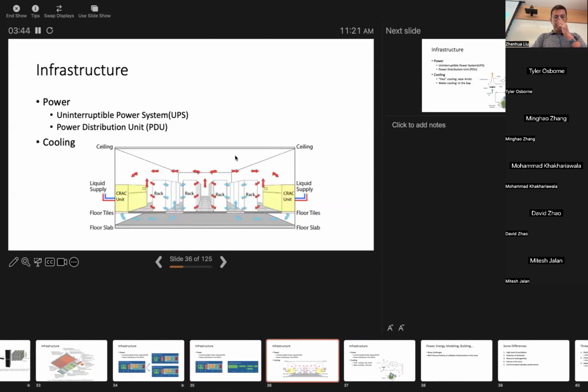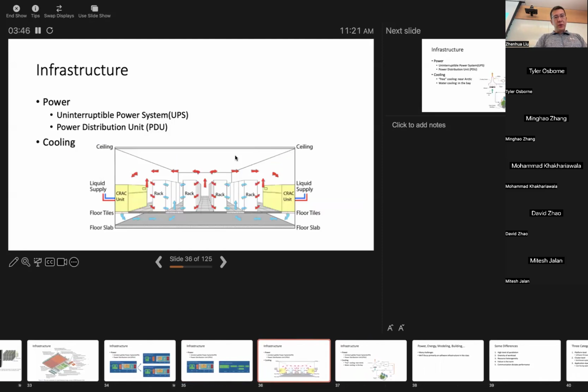Cooling. Cooling is a little bit different, because there are multiple ways to do the cooling. This is a traditional way. This is the cooling unit, the circulation racks.